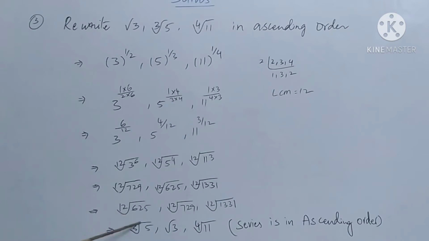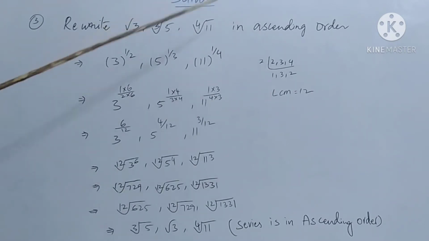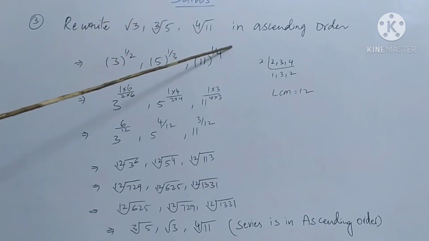The 12th root of 625 is nothing but the cube root of 5. The 12th root of 729 is nothing but root 3. The 12th root of 1331 is nothing but the 4th root of 11. So the series is in ascending order. Finally, our question, arrange in ascending order, is completed.